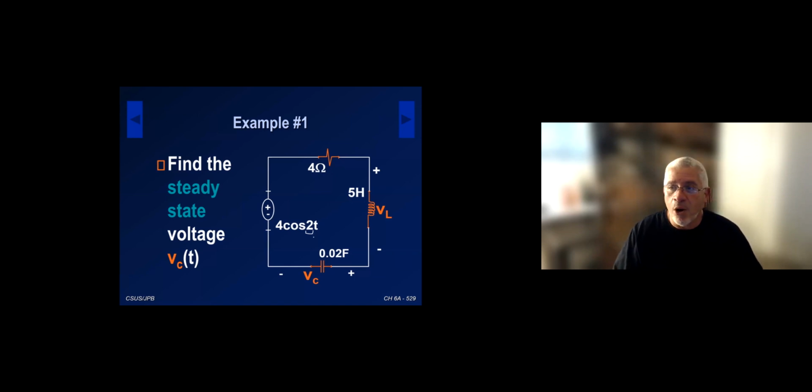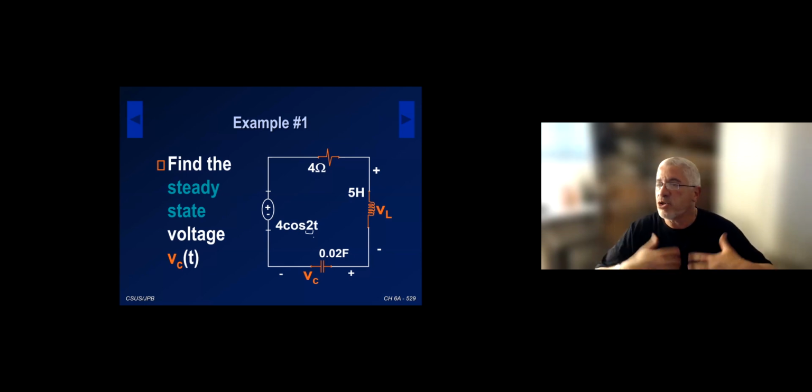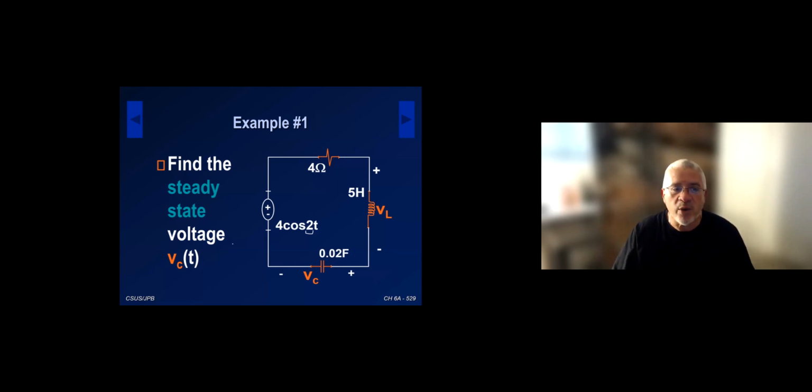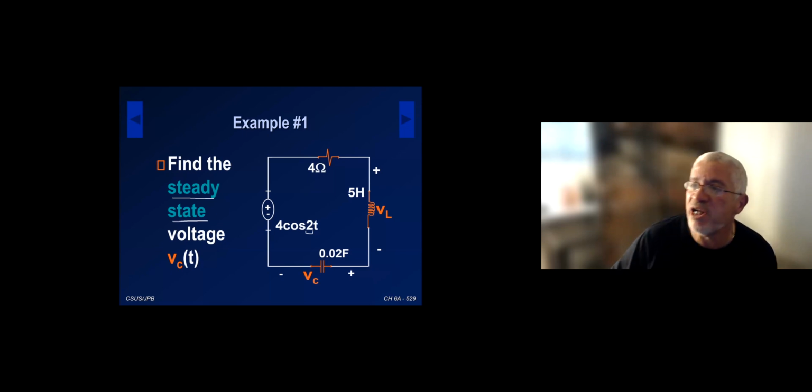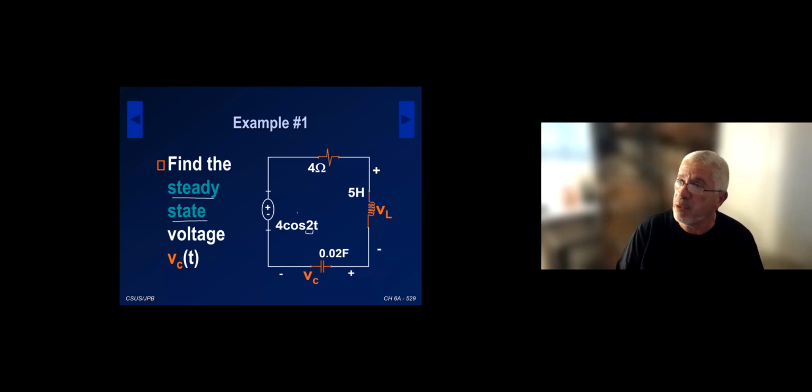Also, these circuits are considered on for a long time. There are no switches turning off and on. The circuit is essentially operating for a long time, so the natural response has died out. This is what we call the steady state response of the circuit. Steady state means it's on at least a few seconds so that the natural response has died out. The steady state, in essence, is the forced response, what you used to call the particular response. This is a one loop, one mesh circuit, but it will show us how to use the phasor method.